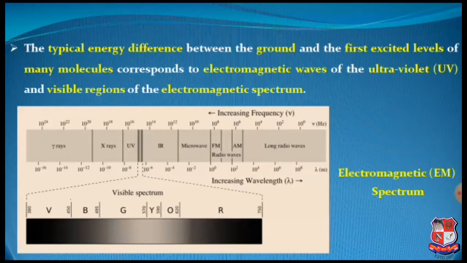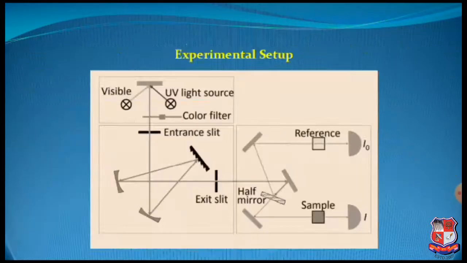So why are these ultraviolet and visible regions of the electromagnetic spectrum used to identify the energy difference between the ground and first excited states? Because this kind of energy difference can be easily detected in these two regions only, and hence we have selected UV and visible. And due to all these facts, the topic has been entitled UV visible spectroscopy.